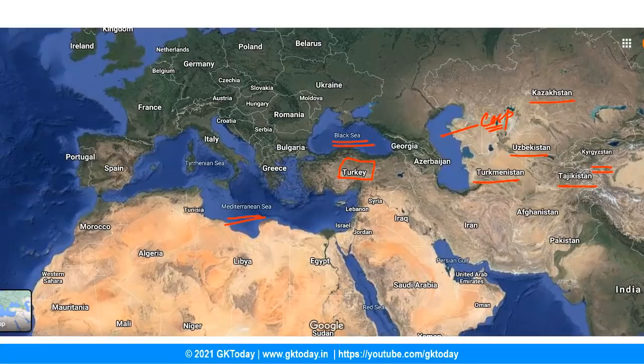Please note that except Turkmenistan, these four countries, that is Kazakhstan, Uzbekistan, Tajikistan and Kyrgyzstan, are part of SCO, that is Shanghai Cooperation Organization. Apart from these four countries, Russia, China, India and Pakistan are the members of SCO. Answer in comment box, what is the name of the strait which is situated here?